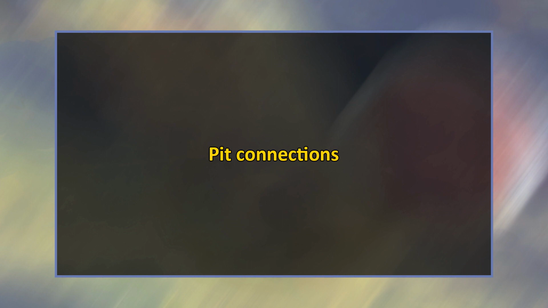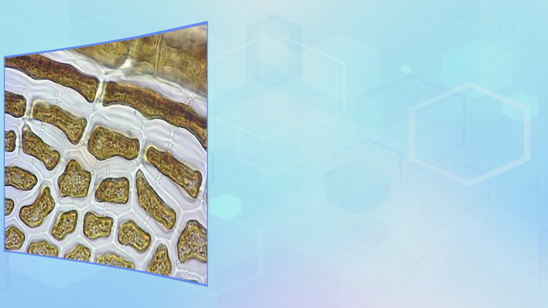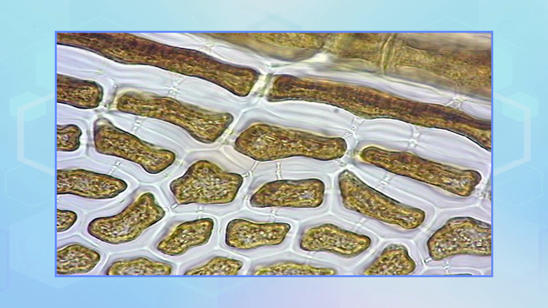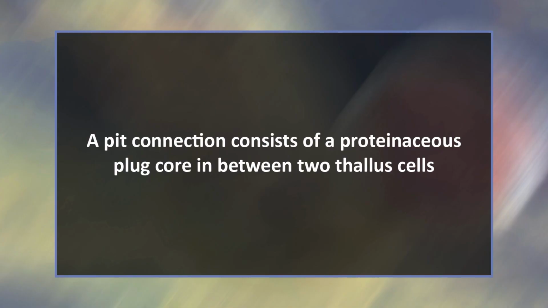Number 3, pit connections. Pit connections occur between the cells in all of the orders except the Porphyridiales and the haploid phase of the Bangiales. It has been pointed out that the term pit connection is inappropriate because the structure is neither a pit nor a connection. However, because the term has been used for so long, it is probably best to retain it. A pit connection consists of a proteinaceous plug core in between two thallus cells.